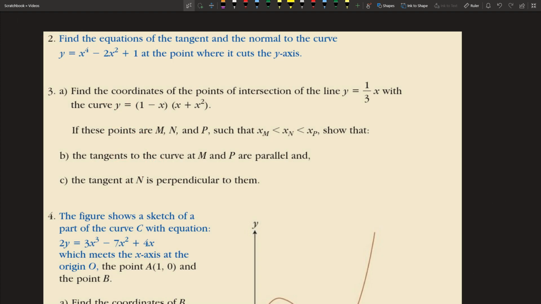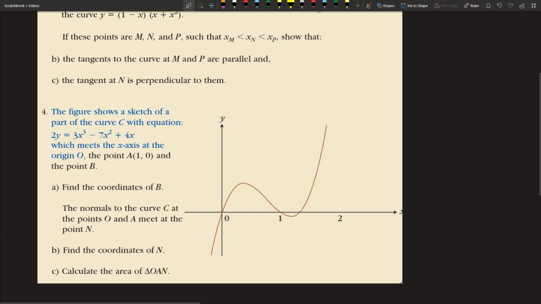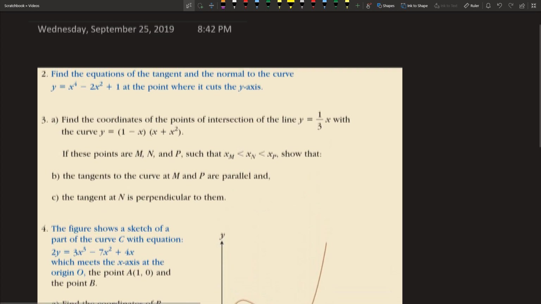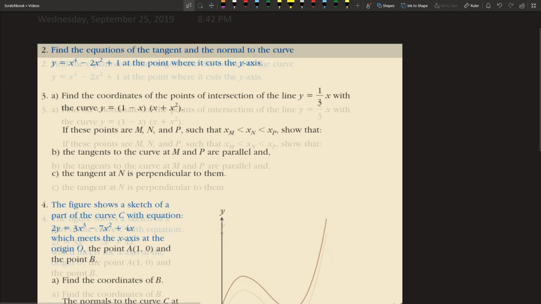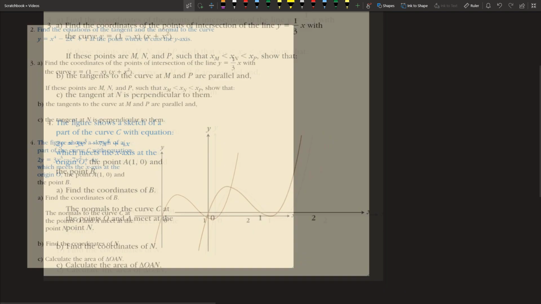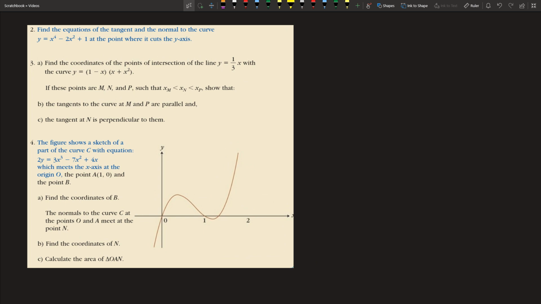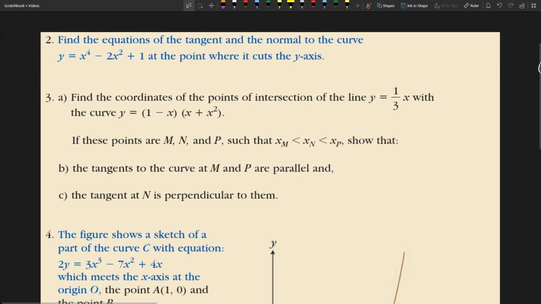Moving on, now we're in section 3.1.4, and the activities are number 2, 3, and 4. Those questions are genuinely hard, alright? So this is, I think, the most important questions that you should know, and they're going to come in written, I'm pretty sure. Anyways, for question 2, let's dissect this question. Find the equations of the tangent and the normal to the curve, that curve, at the point where it cuts the y-axis.